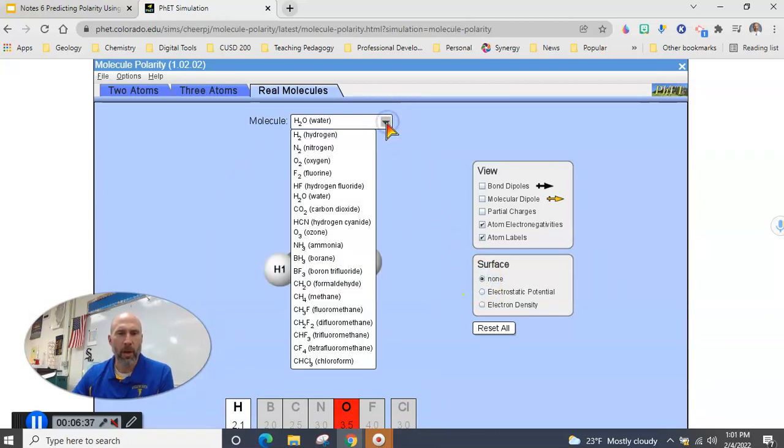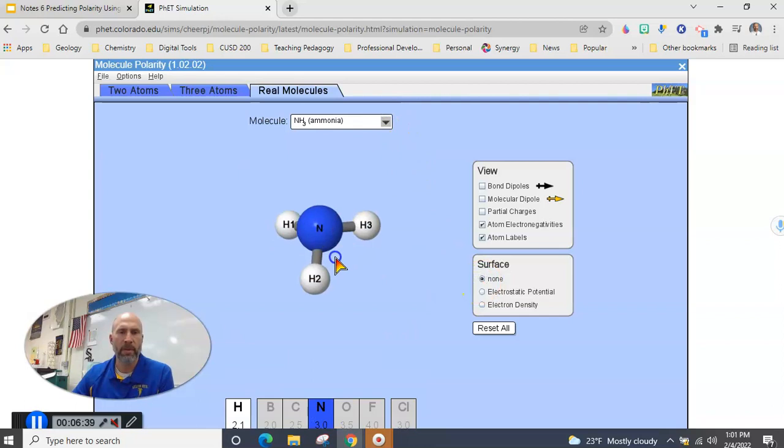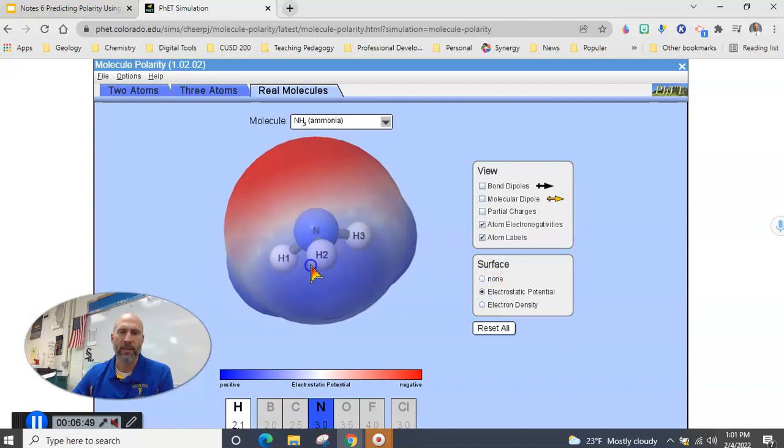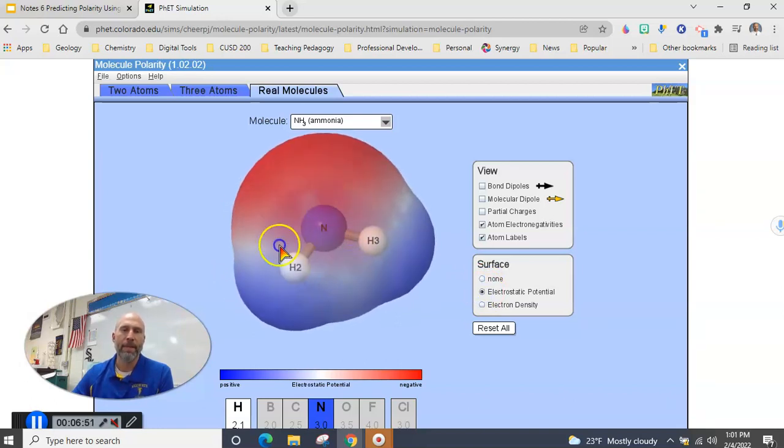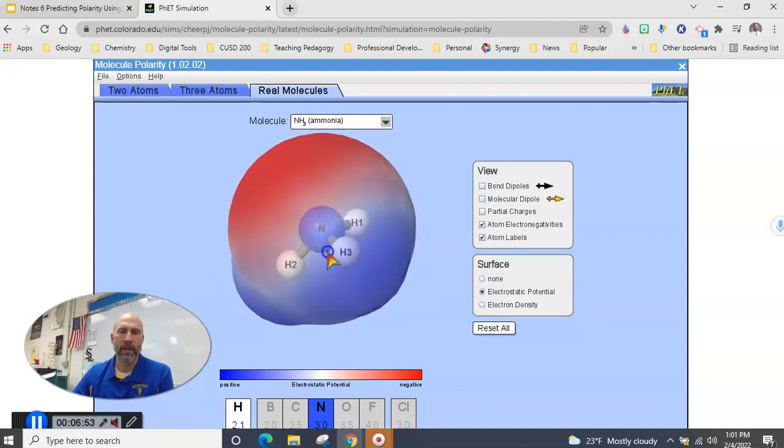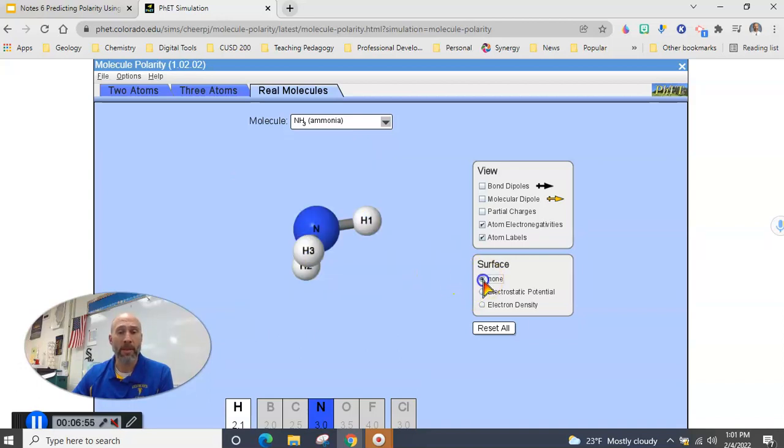The other one we said that is always going to be polar is trigonal pyramidal, right? So the trigonal pyramidal, again, you've got to look on the central atom. Does it have those unshared pairs of electrons? They're up here. And as a result, you get this, right? You get a polar molecule. So bent and trigonal pyramidal are always going to be polar.